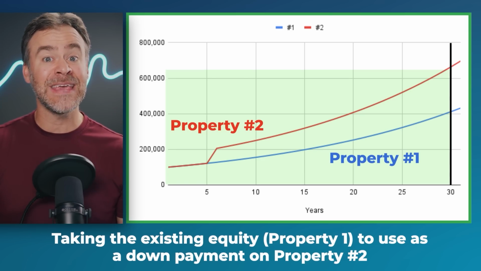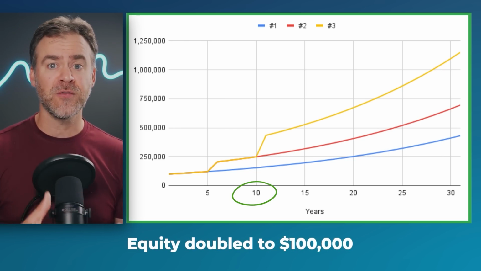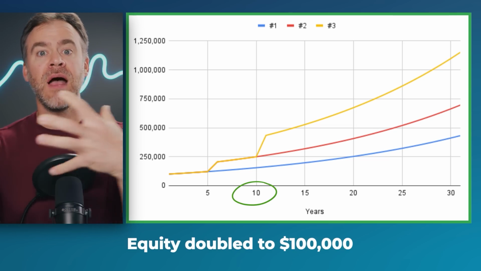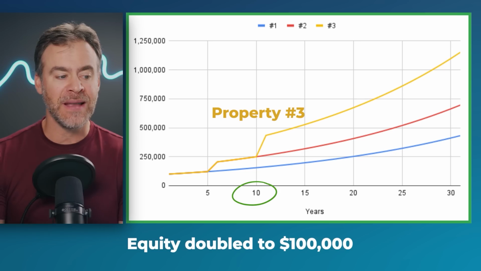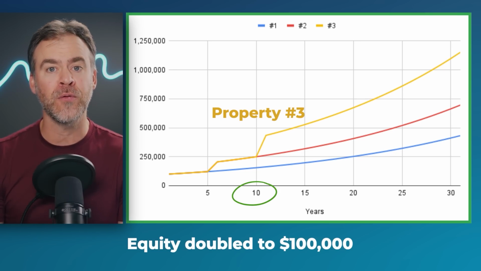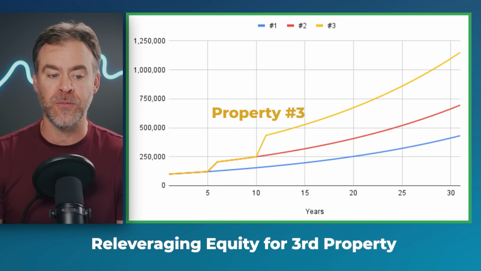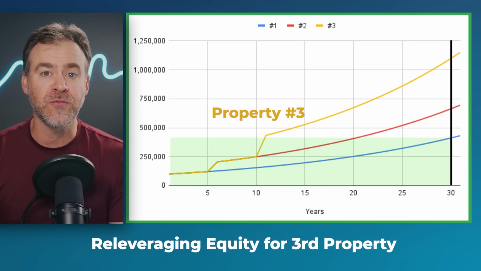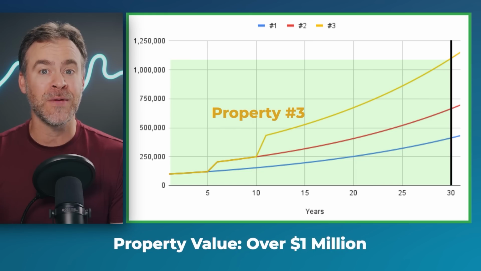Now let's do that again at the year 10 mark in this portfolio. Year 10, our overall equity has doubled from about $50,000 to $100,000 now. Now we're taking out some of the equity and we're gonna go buy another property, another door, so we have another rental in our portfolio. And now you can see that yellow line, it jumps up in year 10 in total property value. Again, because we took the equity out and used it as a down payment on a new rental property. Now here's where it gets really exciting. Look at that year 30 mark. We were about $400,000 for one property, about $750,000 for two properties. Now with three properties, we're at over $1 million in property value.